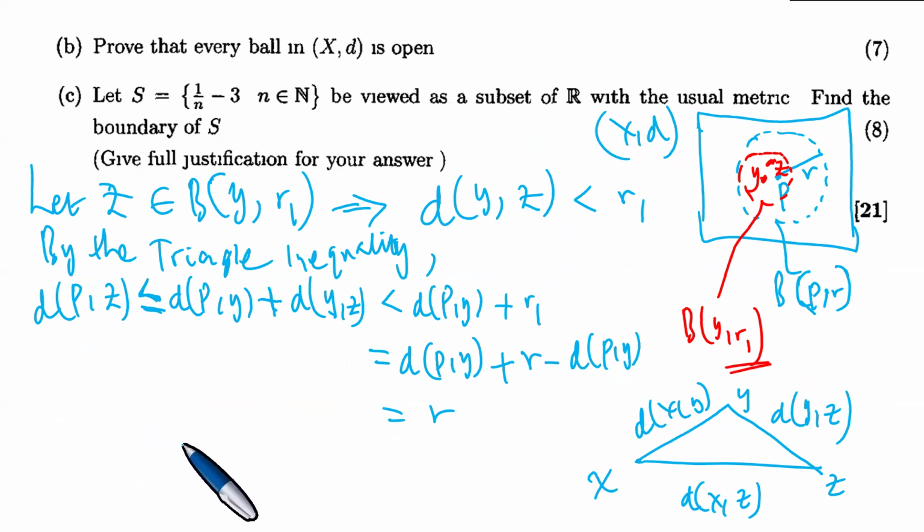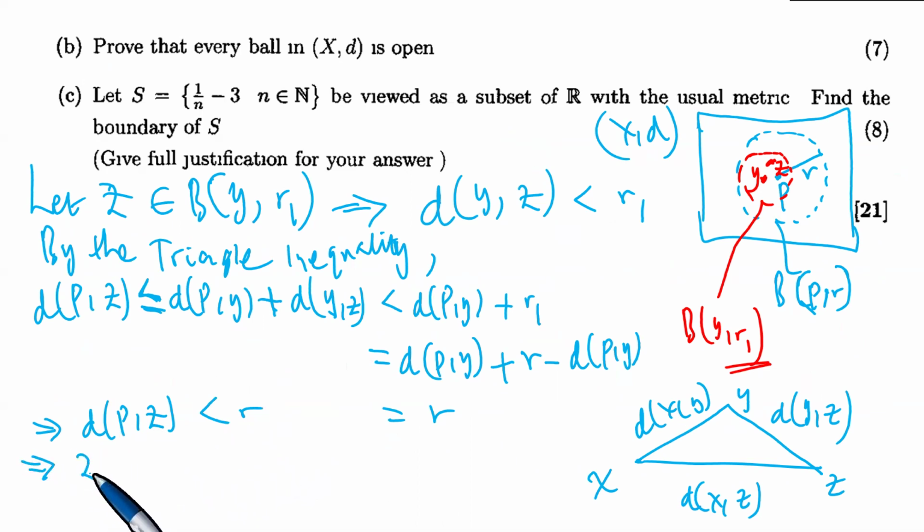And this is enough to then say the distance between P and Z is smaller than R. Which means what? Which means Z is an element of the open ball of center P and radius R.